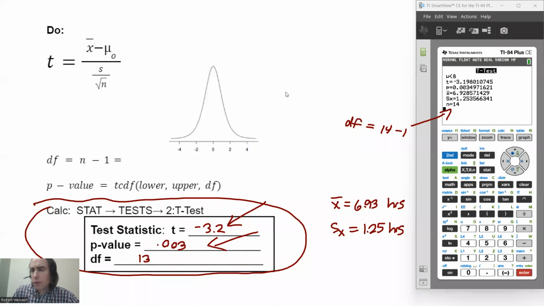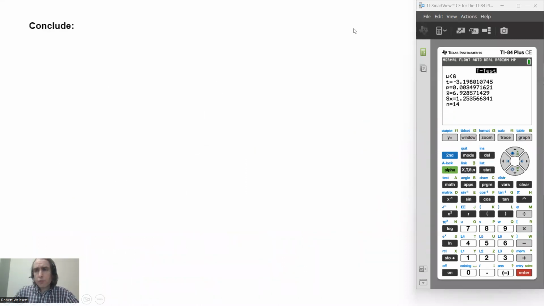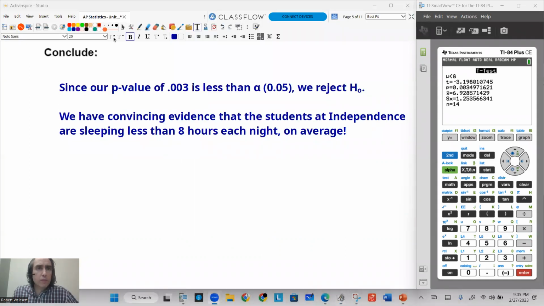Well, with the p-value that low, what do we always conclude? We're going to reject the null hypothesis. So you know how to write that. So you can pause the video and try to write that on your own and check after you unpause it. And this conclusion probably matches what you have, since you're experts already at this. Since your p-value is going to be less than our alpha, we're going to reject the null. We do have convincing evidence in this case that the students at Independence are sleeping less than 8 hours each night on average. So that's your state plan do conclude procedure.